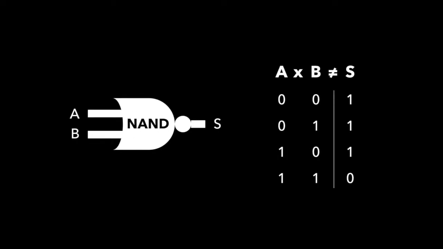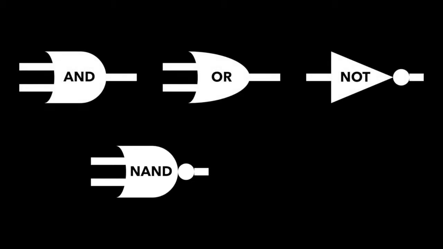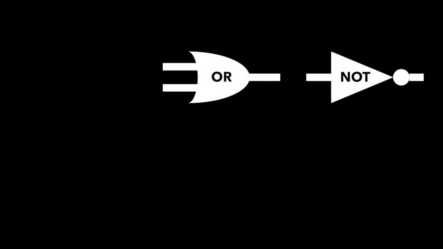A NAND gate is the opposite of an AND gate, so it takes whatever an AND signal would have been and then switches it. It's just an AND gate and a NOT gate put together. So for example, it would always be on unless both input sources are on, then it would return false, or 0 in this case.